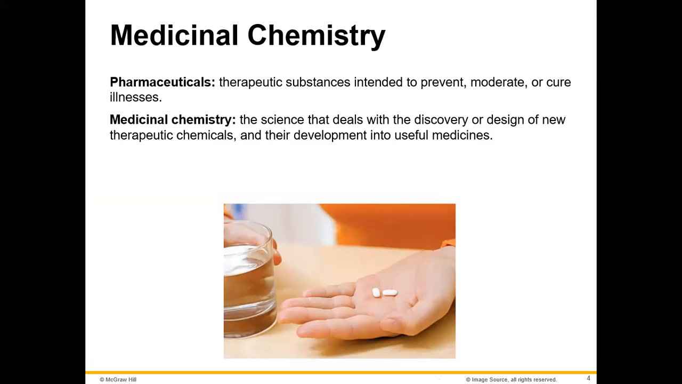A pharmaceutical is a substance that is therapeutic. That means it has an intention for therapy to prevent, moderate, or cure an illness, whereas medicinal chemistry is the science of discovery or design of new therapies, chemicals, that are used for therapy. We call them therapeutic chemicals, and their development into medicine. Now, this is the extreme basic definition of these two terms.